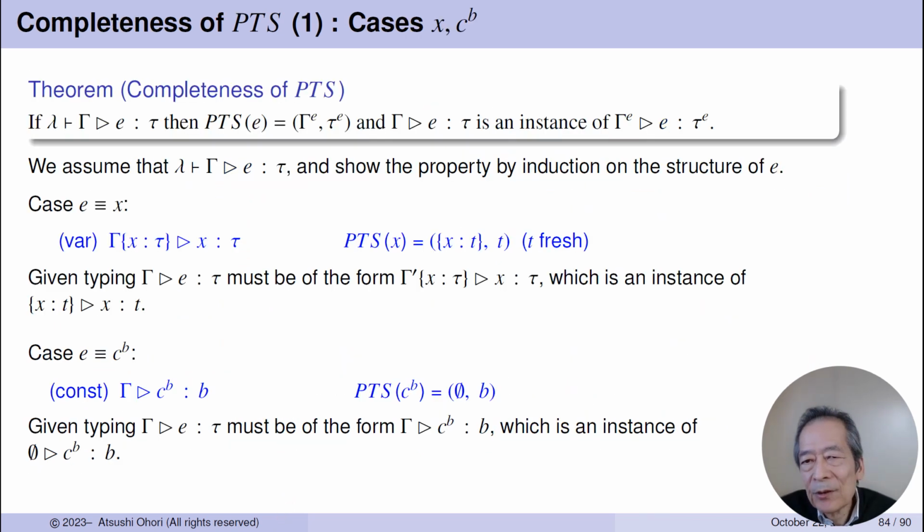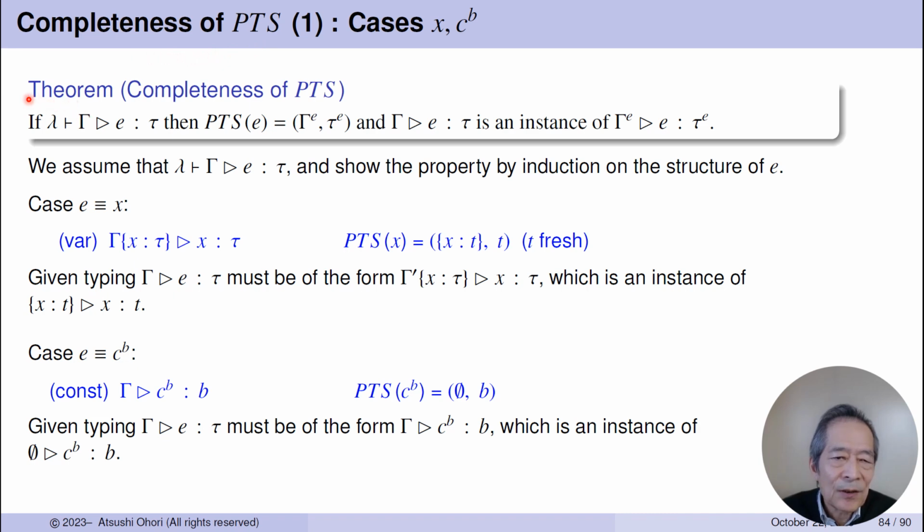The importance of this type system, I mean the simply typed lambda calculus, and the type inference algorithm PTS, is that not only soundness but completeness can be shown. And so we go through the detail of the completeness theorem, the completeness of the PTS algorithm, right?